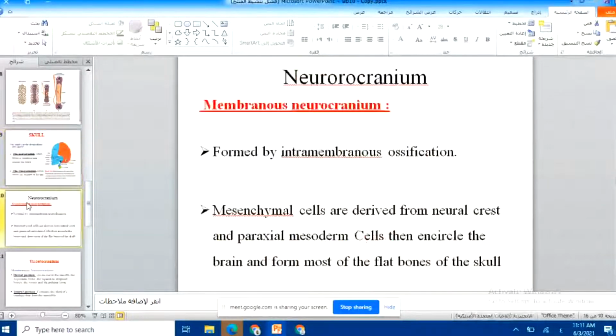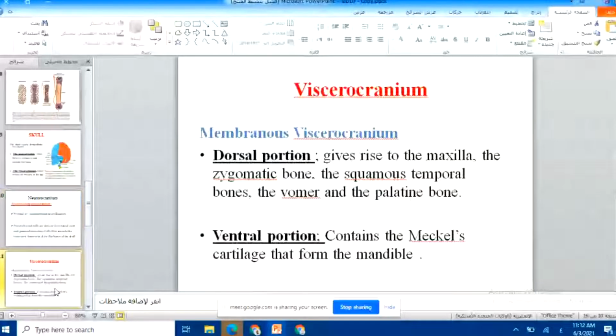Regarding the neurocranium, we have the membranous neurocranium and the cartilaginous neurocranium. The membranous neurocranium will be formed by intramembranous ossification, and these mesenchymal cells are derived from neural crest cells. It will encircle the brain and form most of the flat bones of the skull, right here, okay?